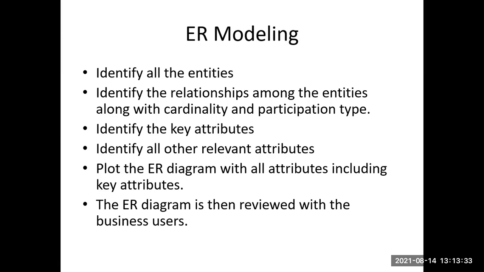First, we identify the tables or entities. Then we are supposed to mention the relationship between the tables along with the cardinality and participation type, either total or partial. Then identify the key attributes, identify all other relevant attributes, and plot the ER diagram with the attributes, including key attributes. You are not supposed to leave out the primary key or foreign key. The ER diagram is then reviewed with the business users, which we had done. You have to go step by step on how you are going to draw the entire ER diagram, which you are following currently in your project here.